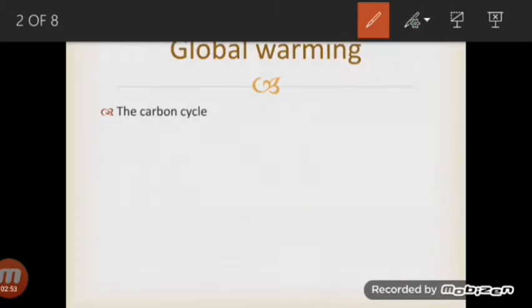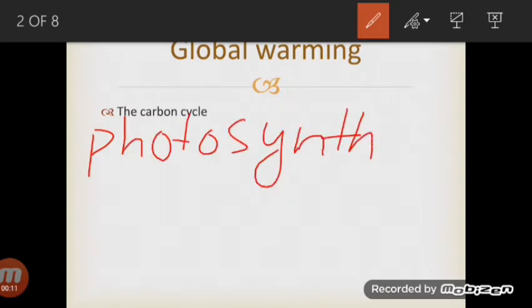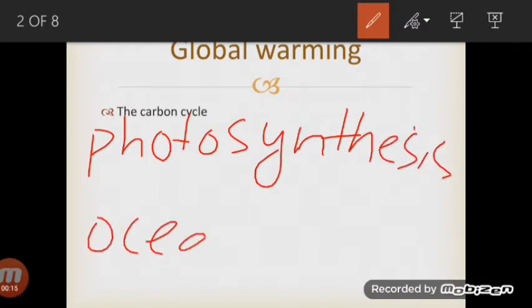Now, let's have a look at the different processes by which carbon dioxide will be removed from the atmosphere. Carbon dioxide is removed from the atmosphere by two main processes: photosynthesis and ocean uptake.